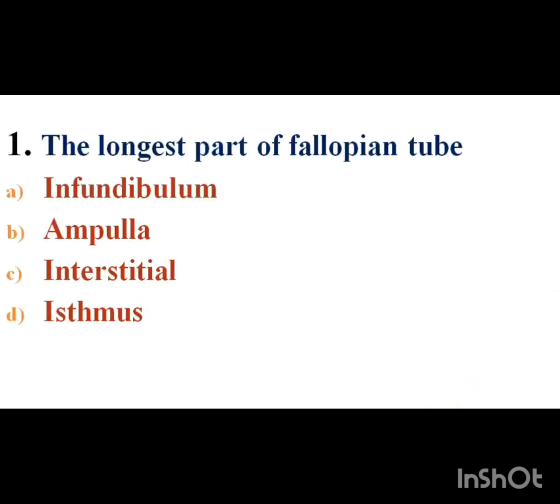First question, the longest part of fallopian tube. Options: A. Infundibulum, B. Ampulla, C. Interstitial, D. Isthmus. Answer is B. Ampulla. So ampulla is the longest part of fallopian tube.